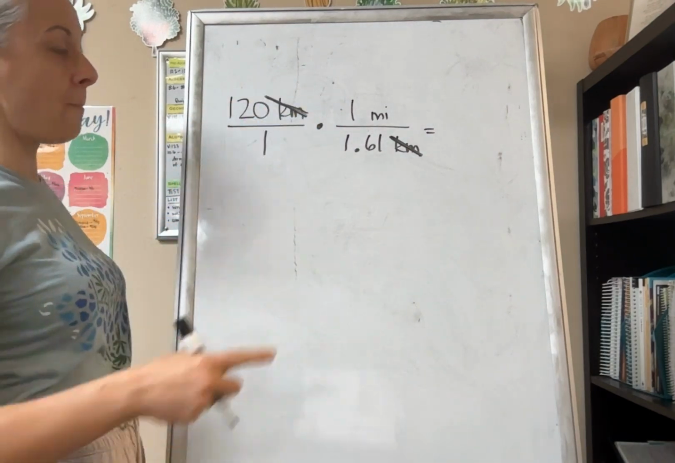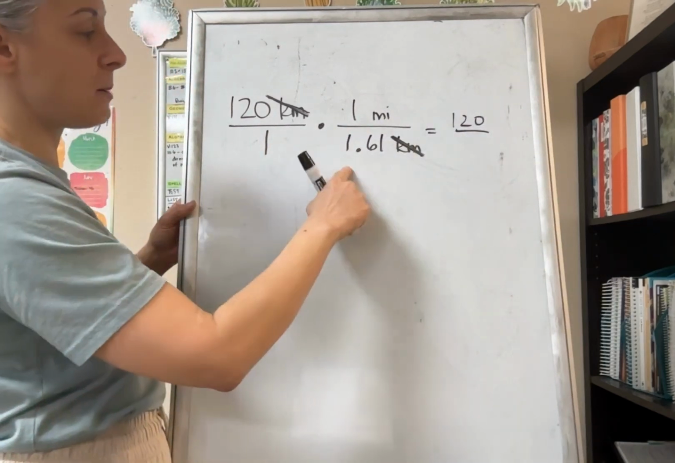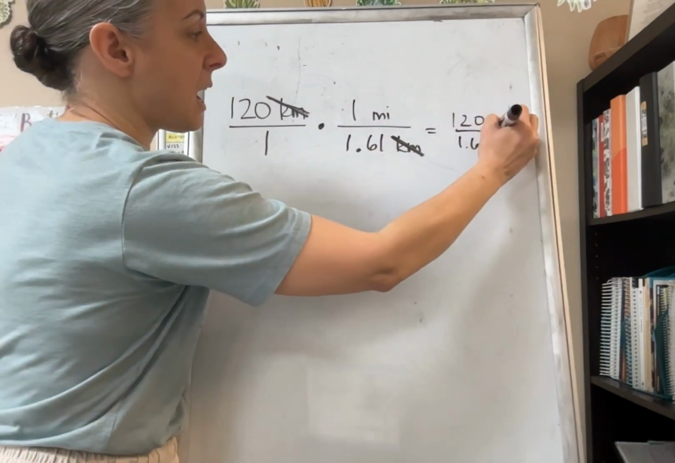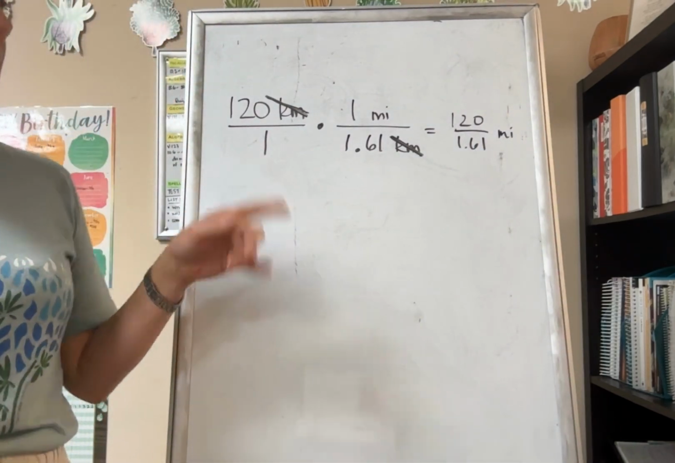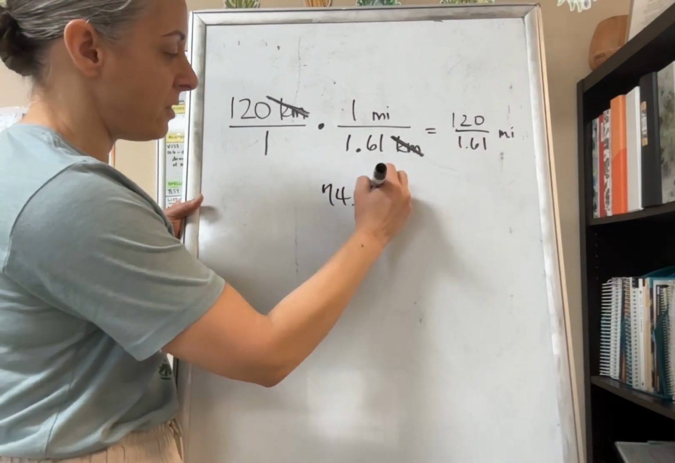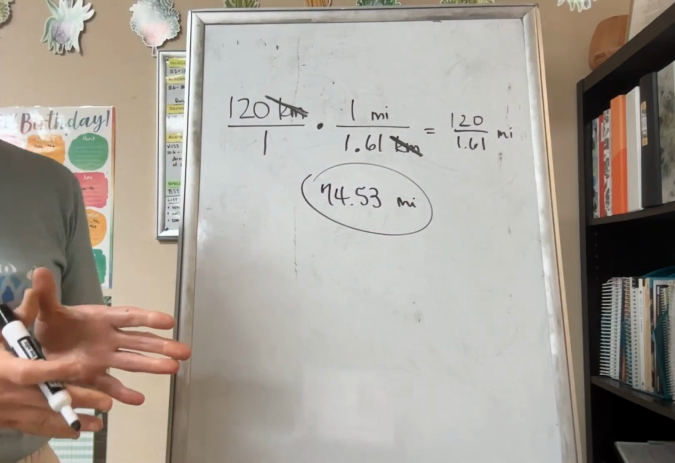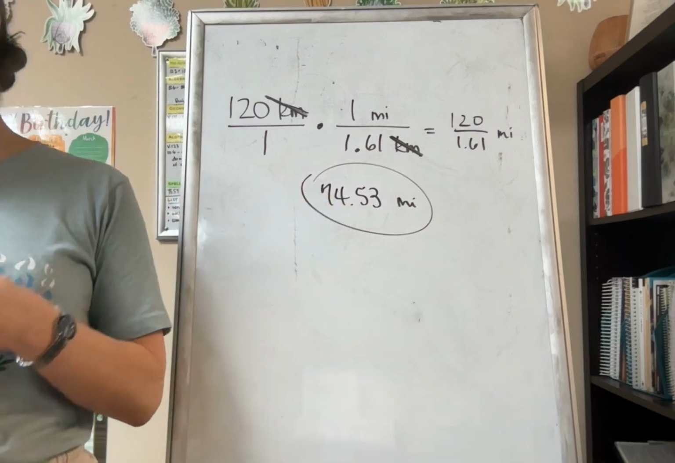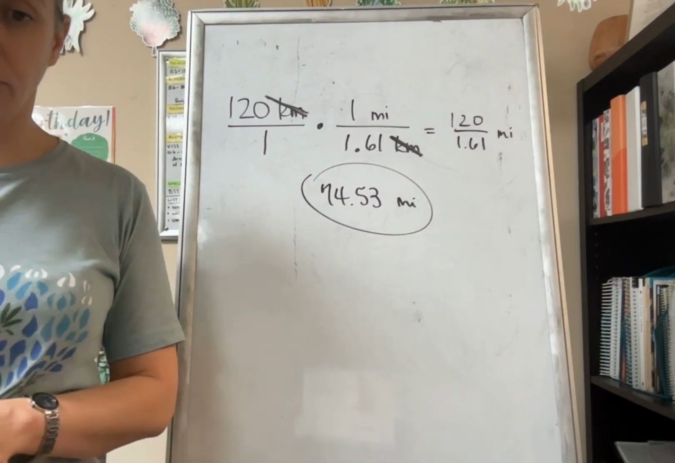And now I just do that math. 120 times 1 is 120. 1 times 1.61 is 1.61. And the only unit I have left is miles. So if I say 120 divided by 1.61, I'll get 74.53 miles. So 120 kilometers an hour in Germany is about like 74.5 miles per hour in the United States. Okay?